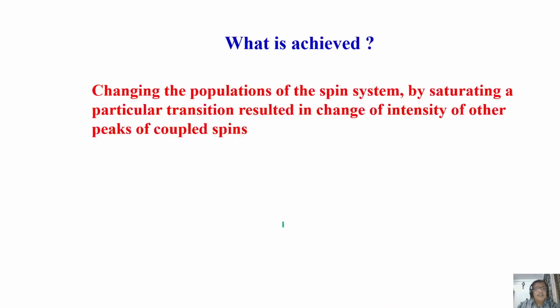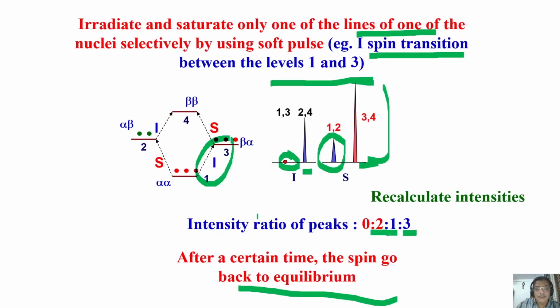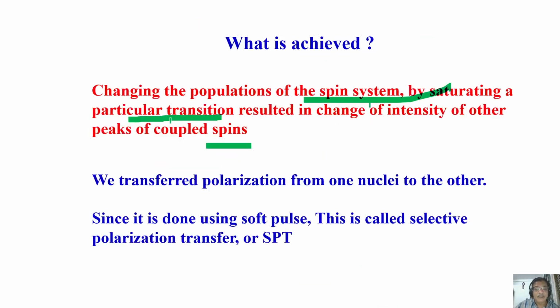What did you achieve now? Changing the population of one spin of the spin system by doing selective population transition, saturation. You achieved a change in the intensity of the coupled spin. Of course, they must be coupled spins. So what did I do? I saturated one of the coupled transitions. I observed the change in the intensity of the other spins. This is a fantastic thing. So this is what we achieved.